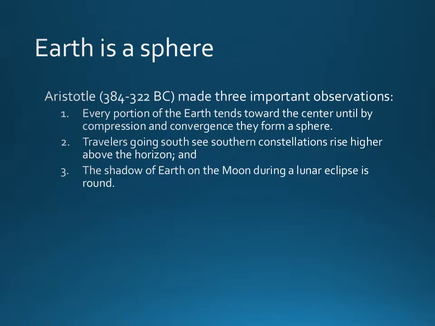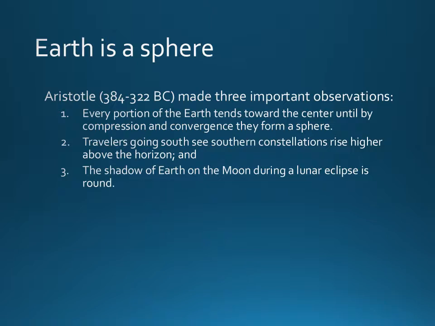The round Earth theory didn't get a proper explanation until Aristotle, 384 to 322 BC, who made 3 important observations. Every portion of the Earth tends toward the center until by compression and convergence they form a sphere. This says that gravity is pulling down on everything. Create a pile of sand at the beach and it can only be made so high before the sides collapse. Gravity points inward, towards the center.